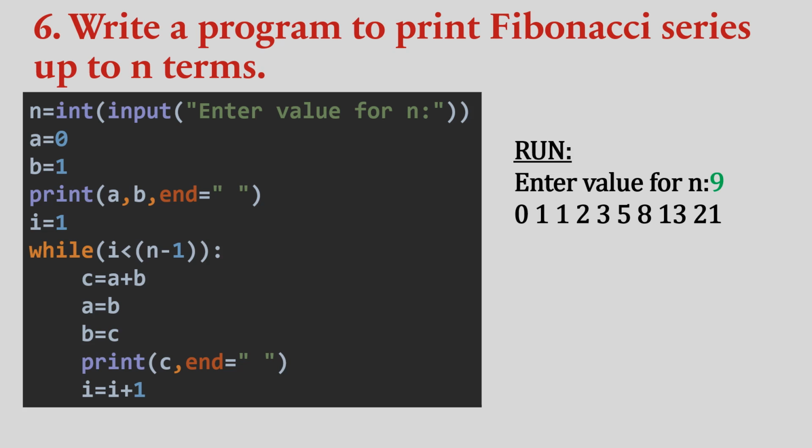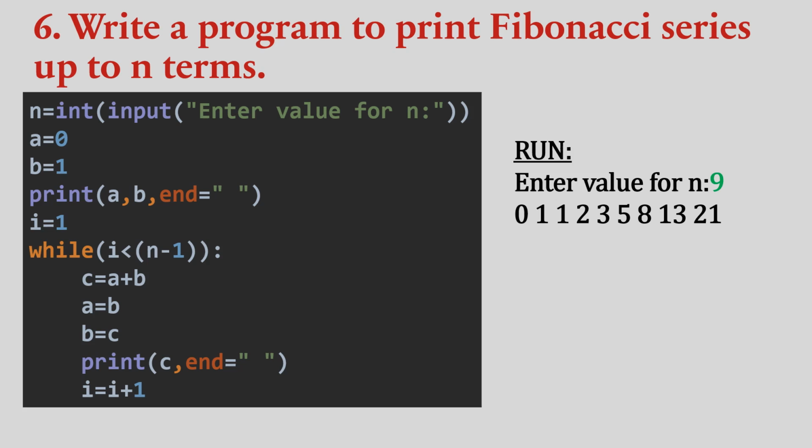Let's say the entered value for n is 9, that means it has to print 9 terms, and the first two terms are already given, that is 0 and 1. Then it has to print the rest 7 terms. So your I value should iterate 7 times.